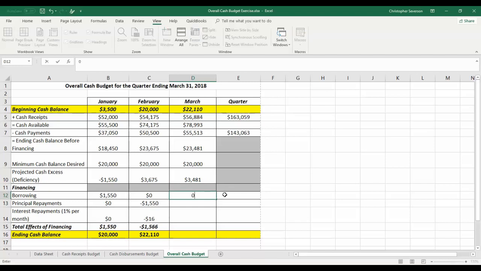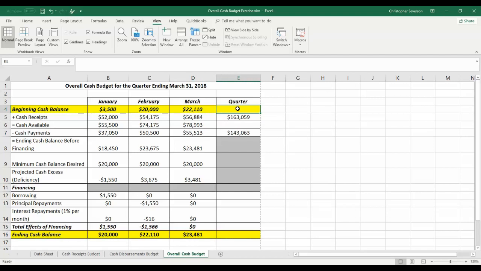We don't have any borrowing. We don't need any borrowing this period. We don't have any principal or interest to pay back. Therefore, the effects of financing are zero. And our ending cash balance is basically the ending cash balance before the financing, because if you add zero to it, it's still the same amount, $23,481. So that is the majority of our cash budget. The only pieces we have left are the totals.